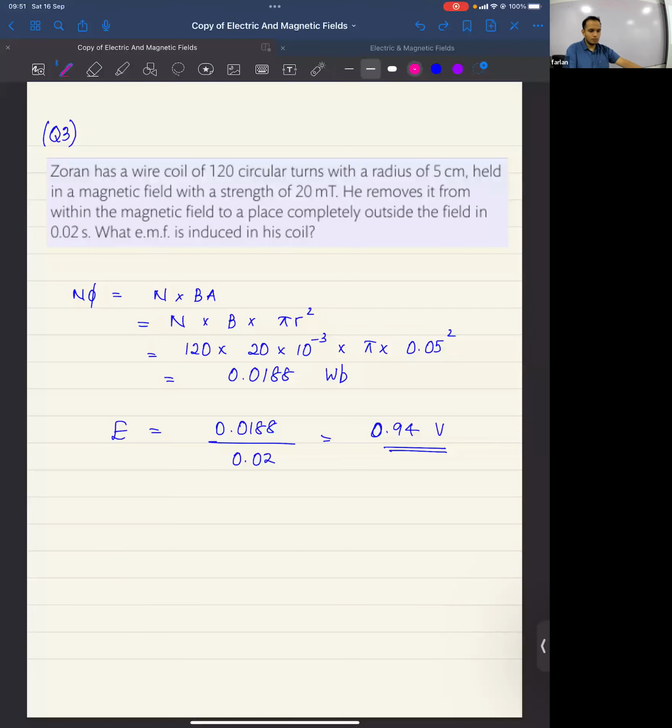So they are saying he removes it from the magnetic field. It was within the magnetic field and then he removes it to a place out of the magnetic field. So the magnetic flux linkage through the coil will change by 0.0188 Weber. Divided by the time taken, 0.02 seconds, that is 0.94 volts. Exactly right. So during the time he is removing it, there will be an average EMF induced of 0.94 volts. Is that clear? Yes.